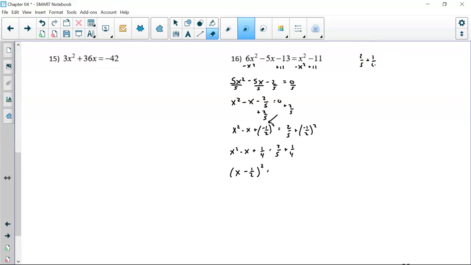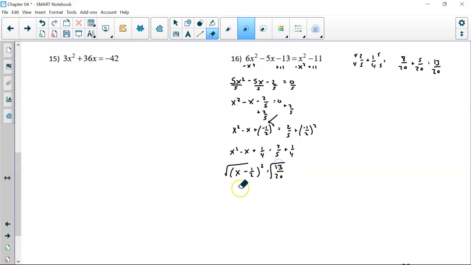2/5 plus 1/4. The common denominator is 20. So we're going to multiply the first fraction by 4 over 4. So we get 8 over 20. And you multiply the 1/4 by 5 over 5. That gives us plus 5 over 20. So that's going to be 13 over 20. So x minus 1/2 squared equals 13 over 20.